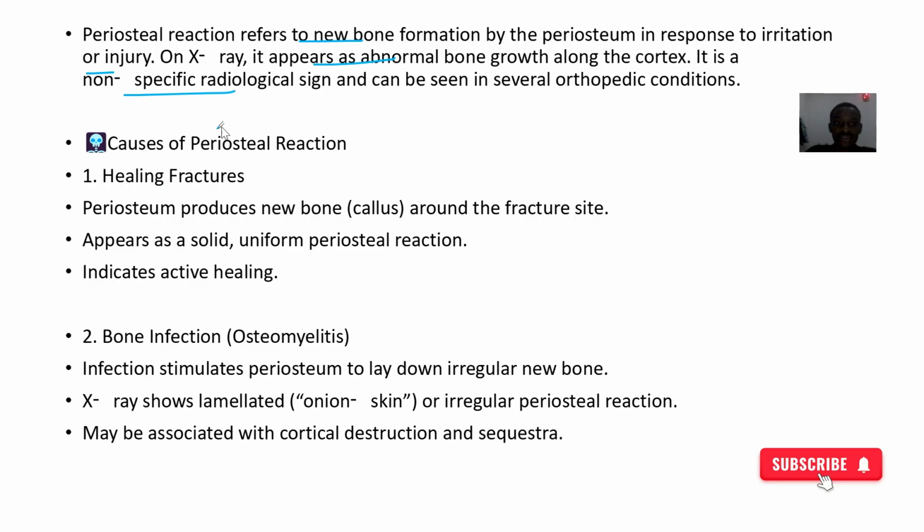So what are the causes of periosteal reactions? It could be seen when fractures are healing. The periosteum produces new bone along the fracture site, and it appears as solid uniform periosteal reactions. It can also be seen in bone infections.